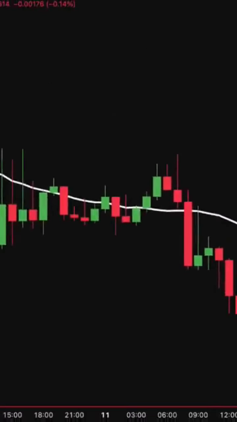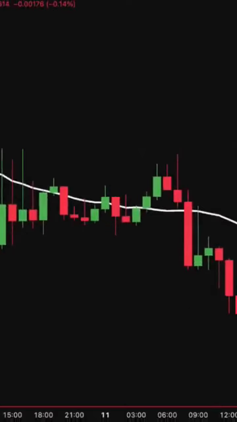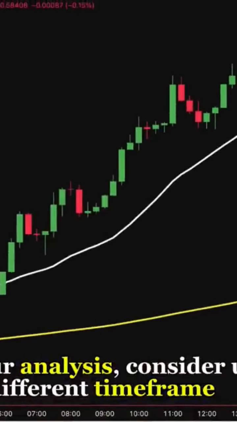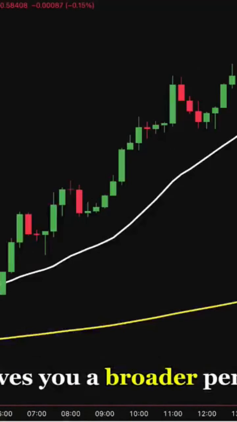But in sideways markets, price tends to bounce above and below the moving average without consistency, like a pendulum. These conditions offer little clarity and are best avoided until a clear direction forms. To improve your analysis, consider using two moving averages with different timeframes, one short-term and one long-term. This gives you a broader perspective.